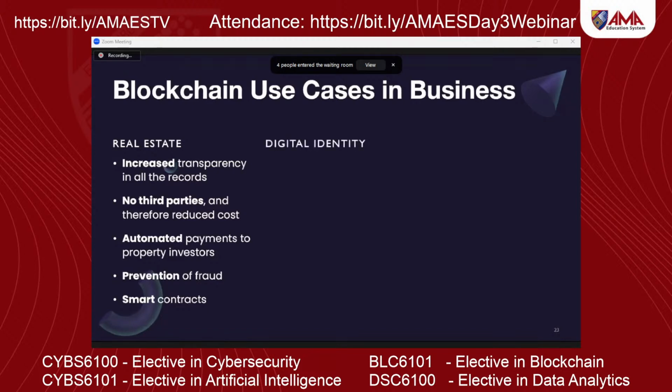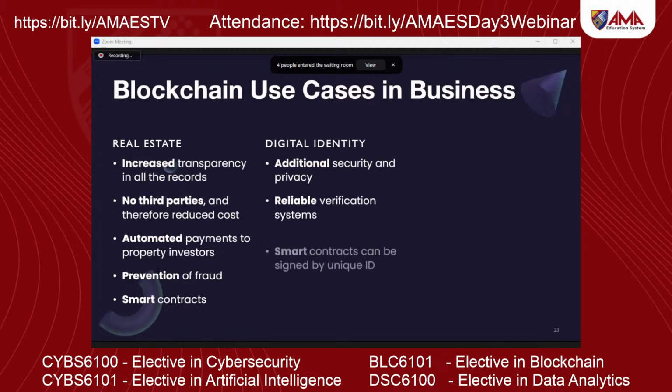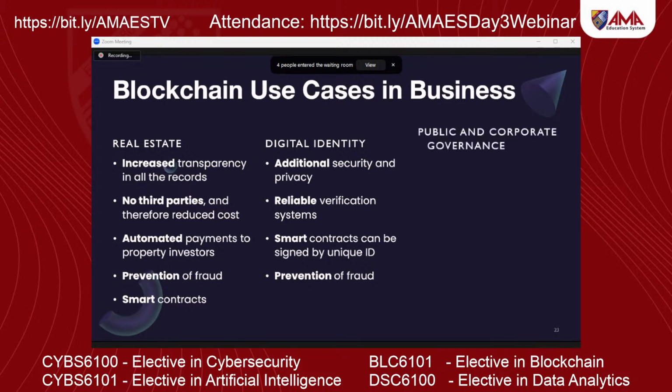Then digital identity: additional security and privacy, reliable verification systems. Okay? And smart contracts can be signed by unique ID. Prevention of fraud. Okay, so mga digital identity natin. Then under public and corporate governance, eliminate government third-party involvement. So mawawala din yung mga fixer in government. Okay, so direct na kagad magbabayad.